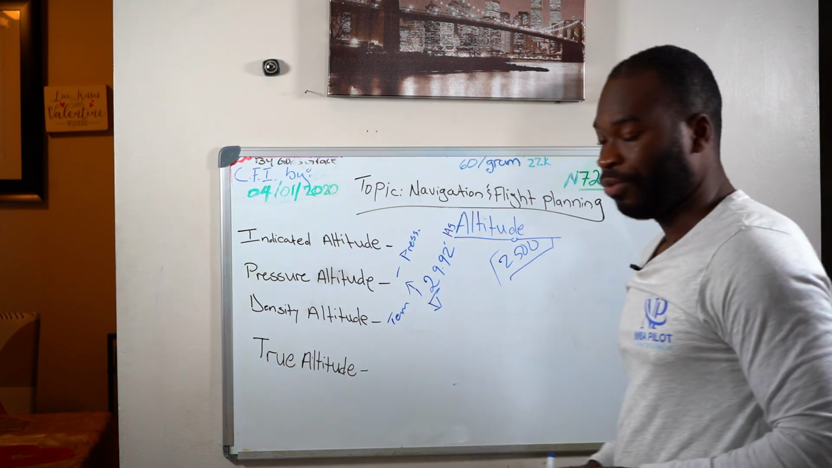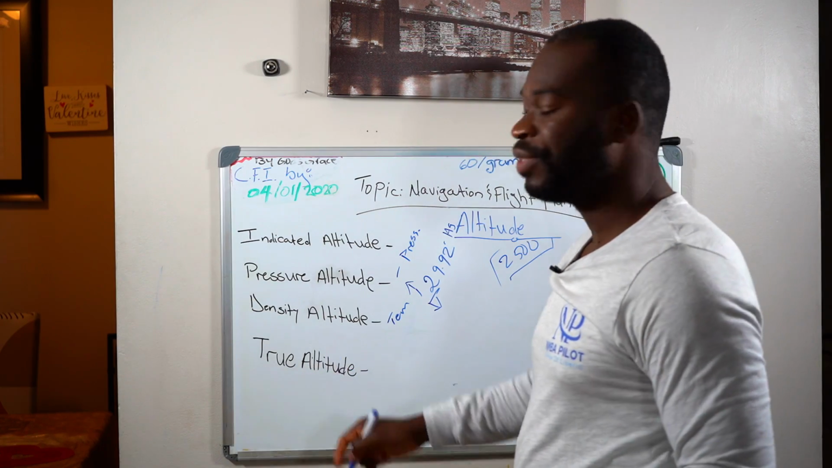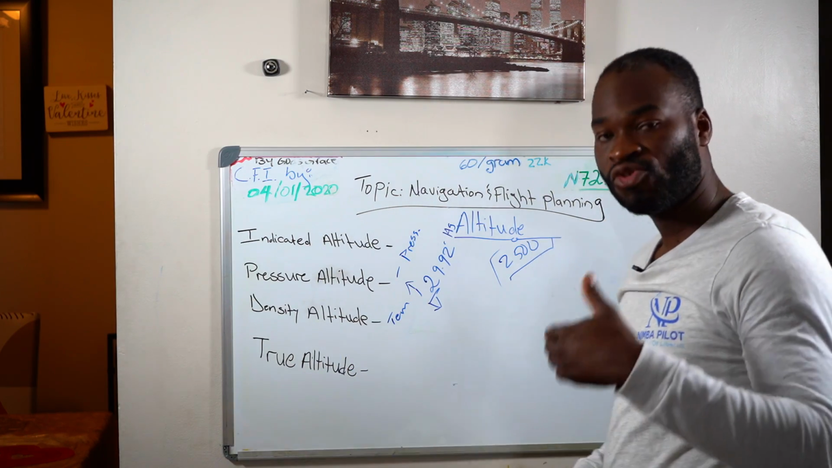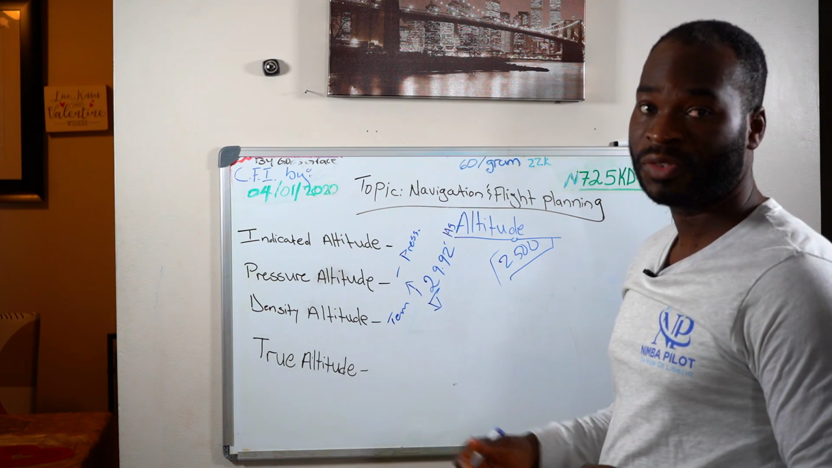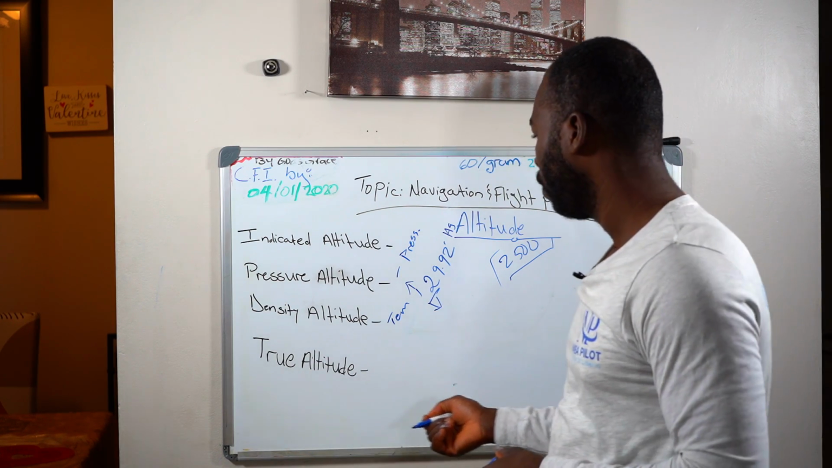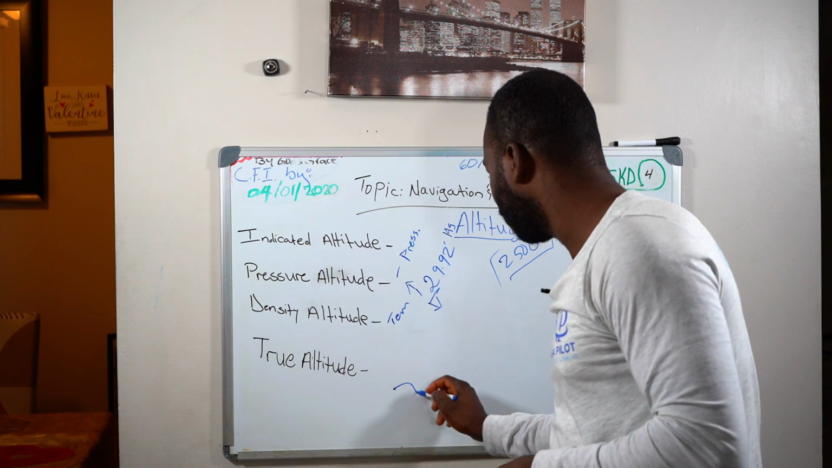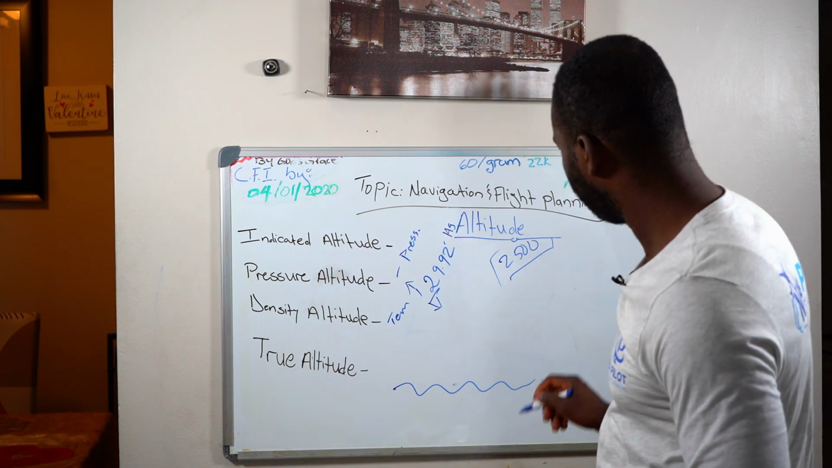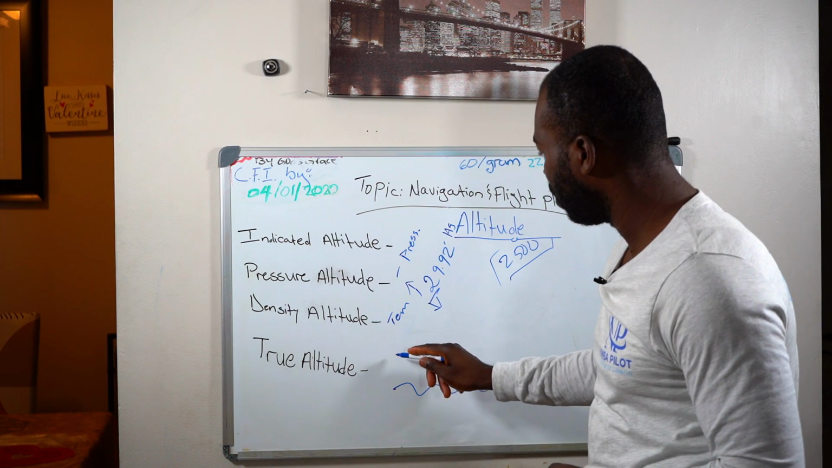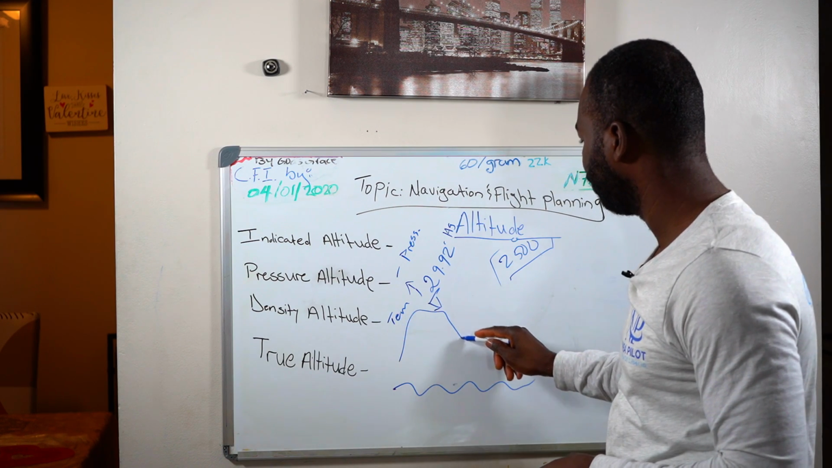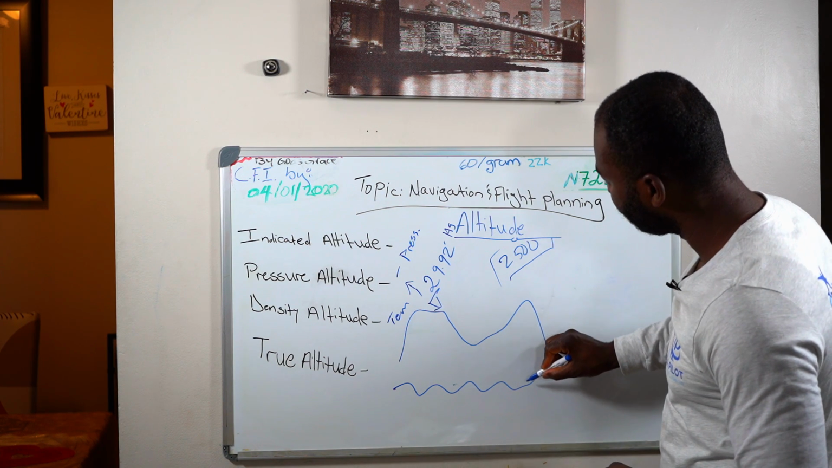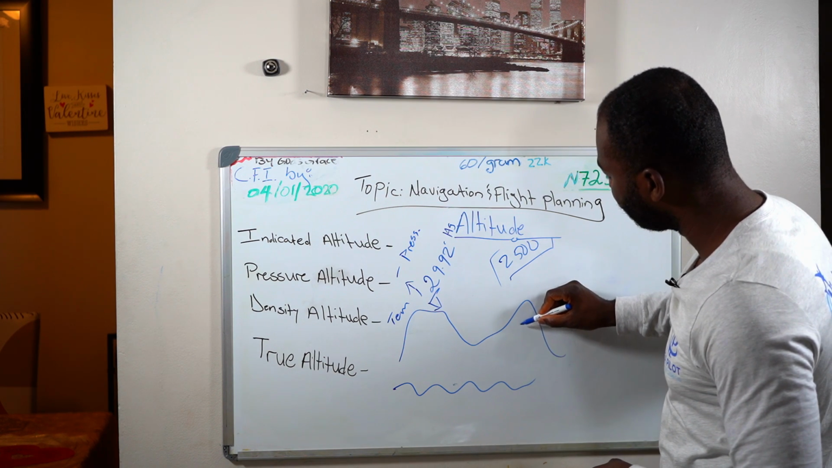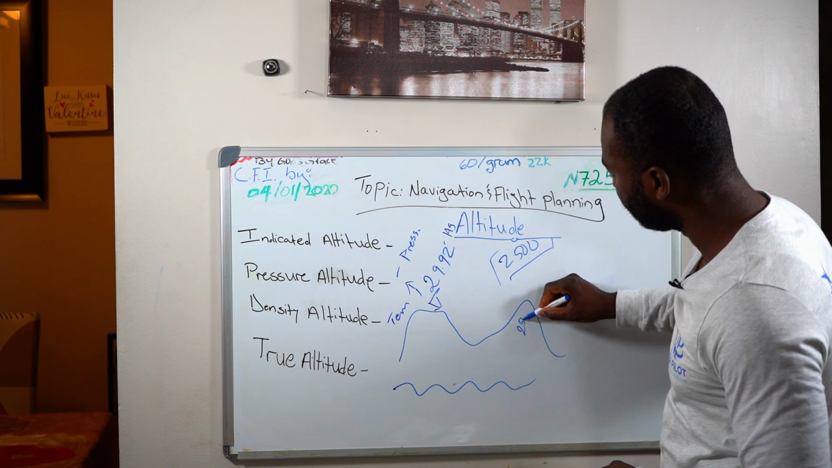True altitude. Your true altitude is the aircraft's true vertical distance above mean sea level. Let's say this is your sea level, and out here you have some mountain. And this mountain, let's say this mountain from here, is 2,500 feet.